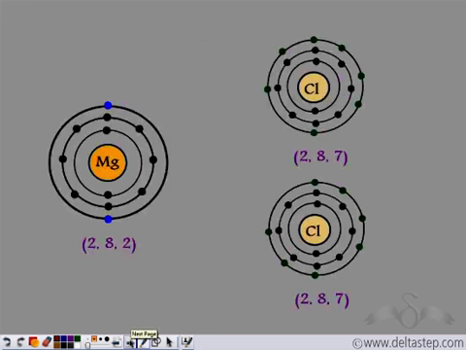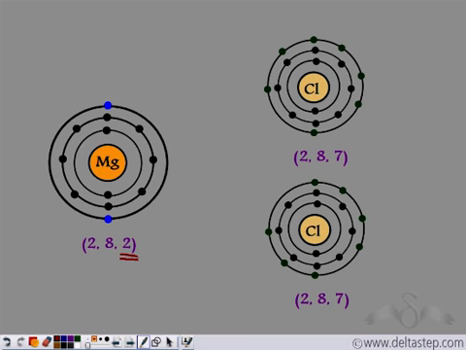Let's take another example. Here we have a magnesium atom. It has an electronic configuration 2,8,2. Now it has 2 extra electrons. To gain stability or to follow the octet rule, it can either gain 6 electrons or it can lose 2 electrons. We know gaining 6 electrons is not easy. So it tries to lose these 2 electrons.